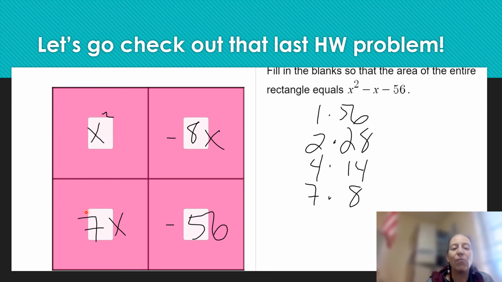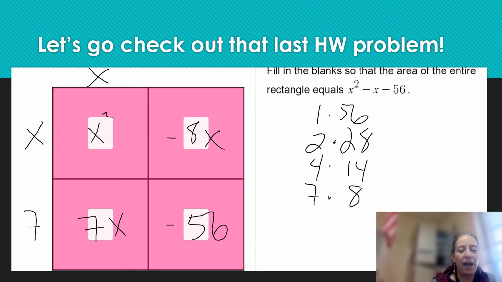Now we should have what we need to finish the problem. So x squared has to factor into x times x. If I have 7x as the area and the width is x, then this number out here must be 7.